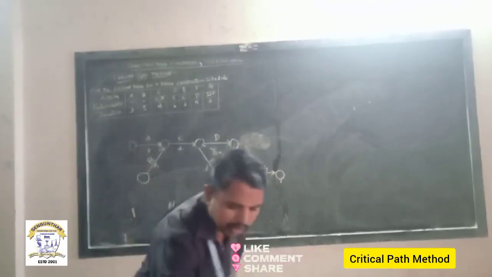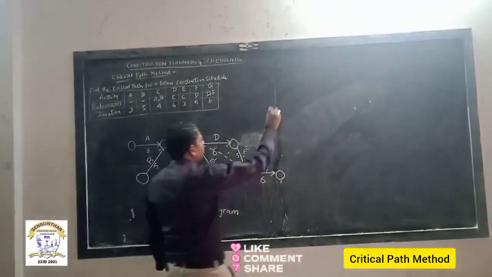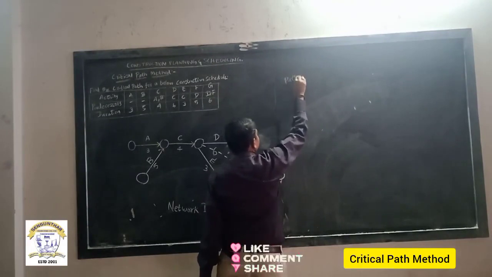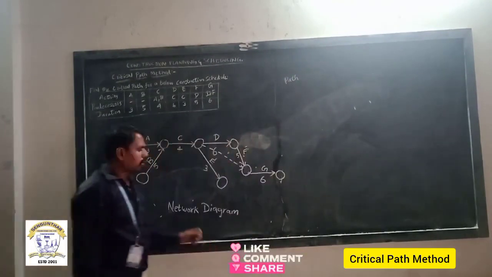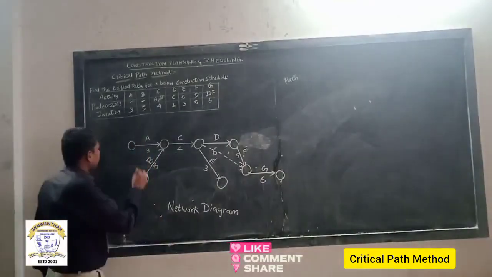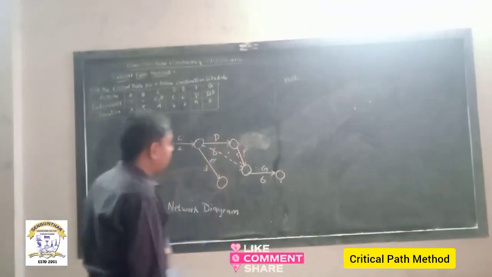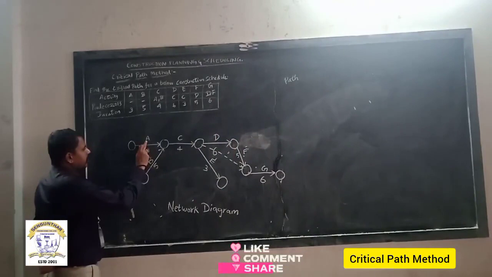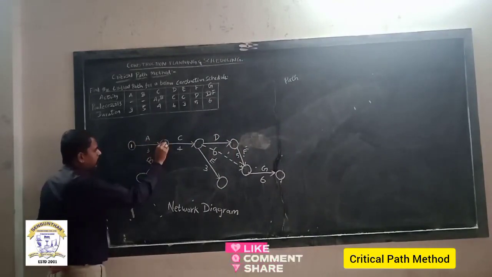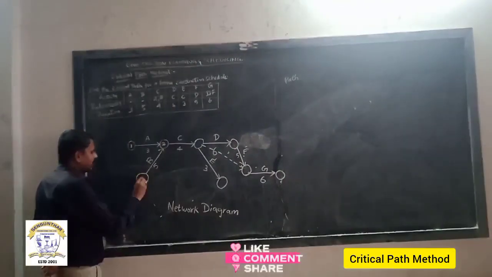Right. After completing the network diagram, now I identify the paths. What are the paths available to complete the project, starting from activity A and ending with activity G? Right. See, before that I go into numbering the events. See, which one is the first activity? This is the first activity. I made event number 1 and event number 2. Right? Also this is the second activity.